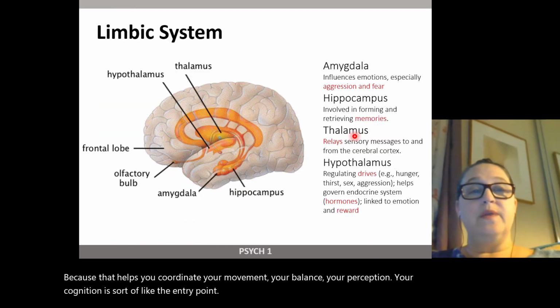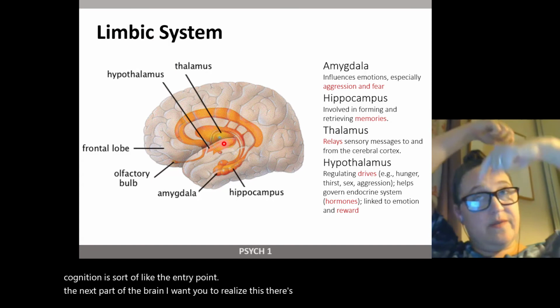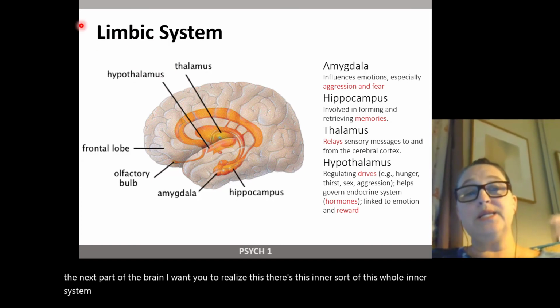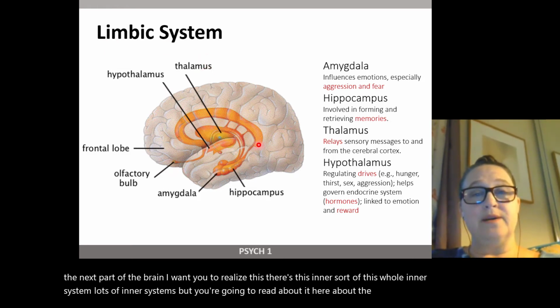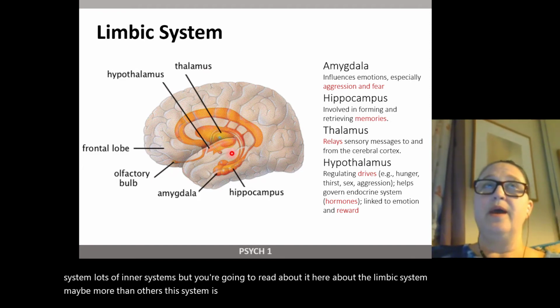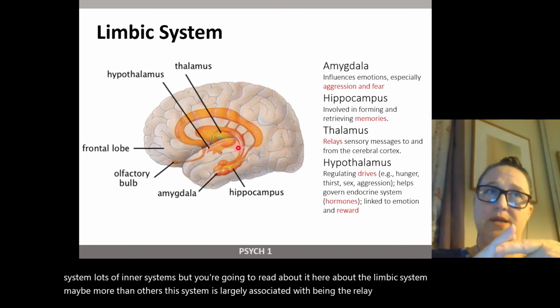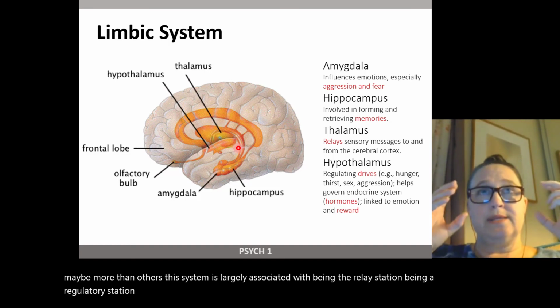The next part of the brain I want you to realize is this whole inner system, lots of inner systems, but you're going to read about and hear about the limbic system, maybe more than others. This system is largely associated with being the relay station, being a regulatory station, and housing emotional response.